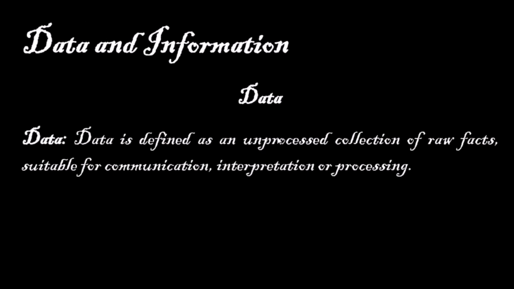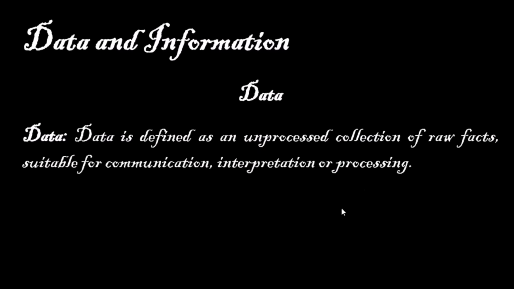Data and information. Both play a very important role in computer science. And what is data? Data is defined as an unprocessed collection of raw facts suitable for communications, interpretations. So data is an unprocessed collection of raw facts. That means we can collect the information, just numbers or letters or names, something. So there is no meaning at all.